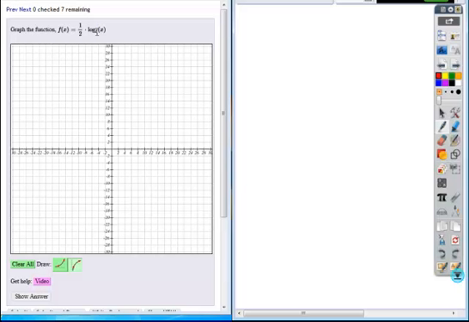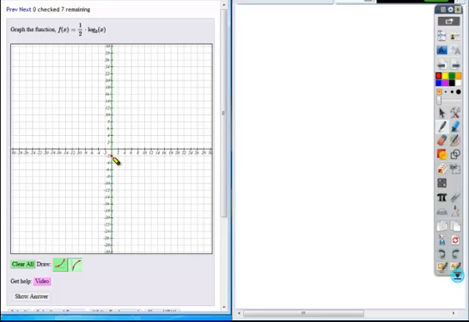Well, first of all, we look to see: it's a log graph, so is it going to be the left or the right? A log graph looks like this, so we're going to choose this graph. And we can plot our vertical asymptote at 0. So that's the first step.